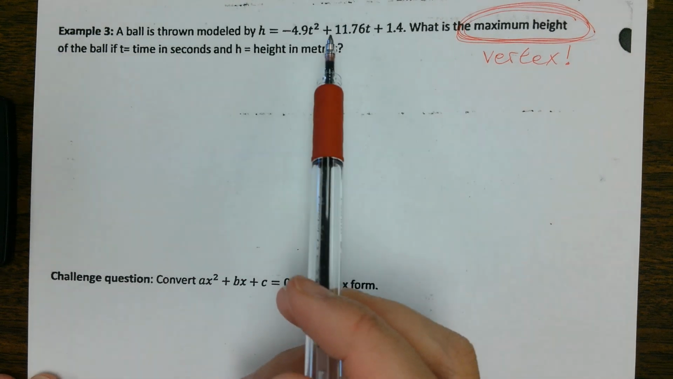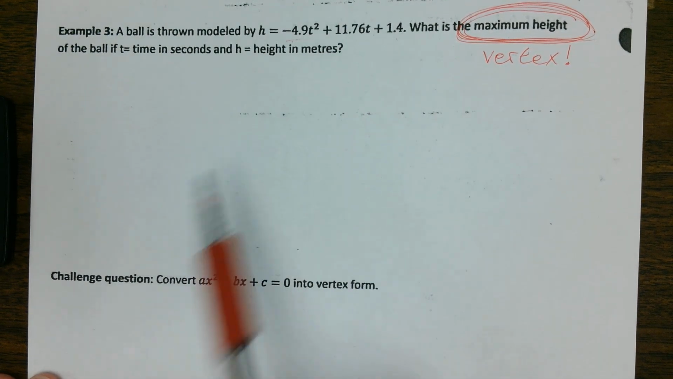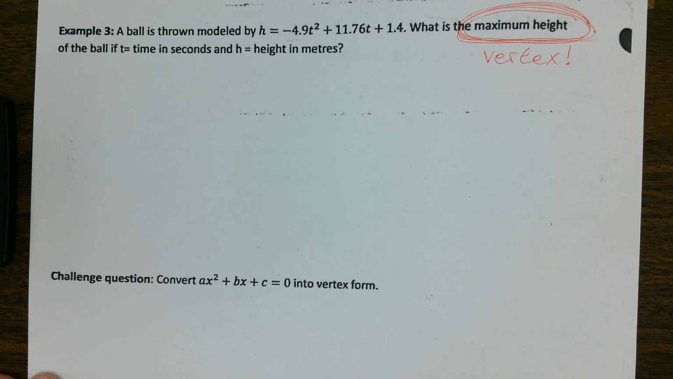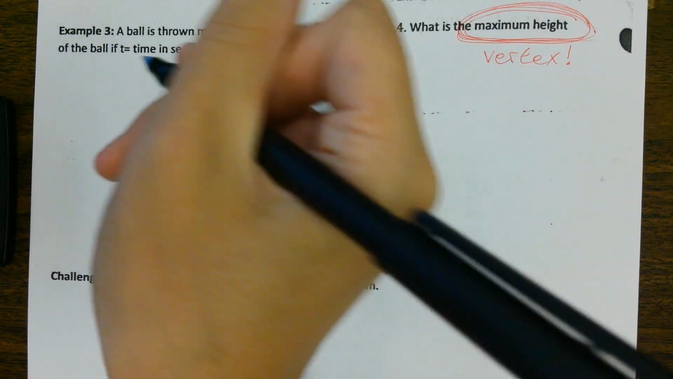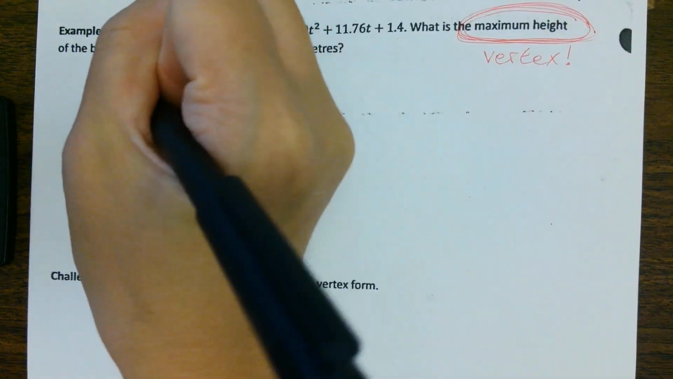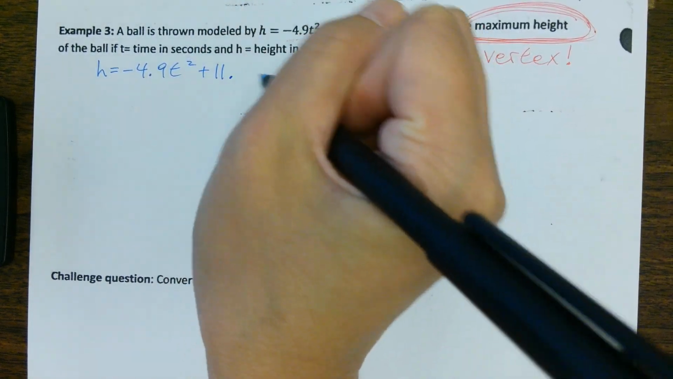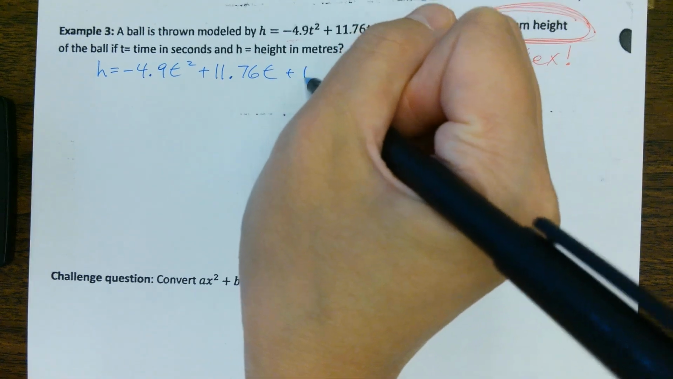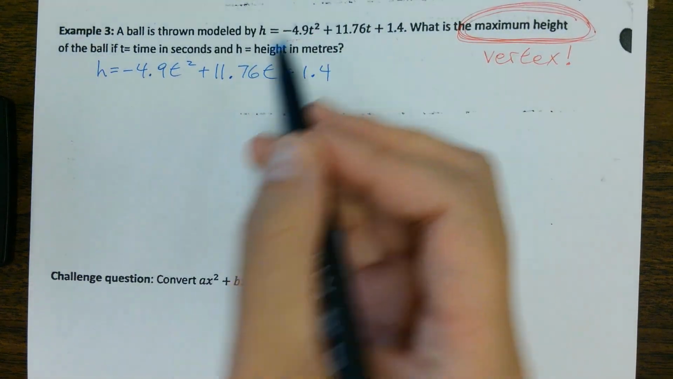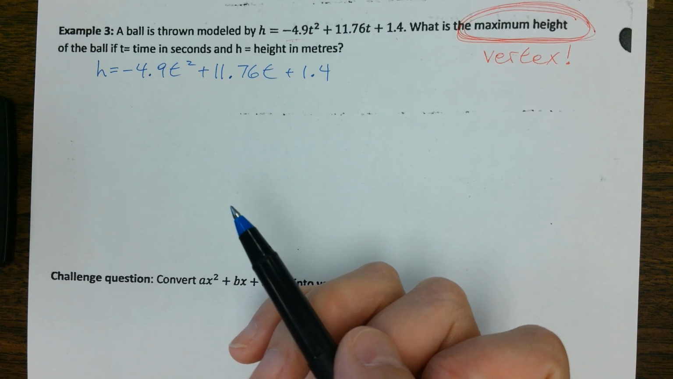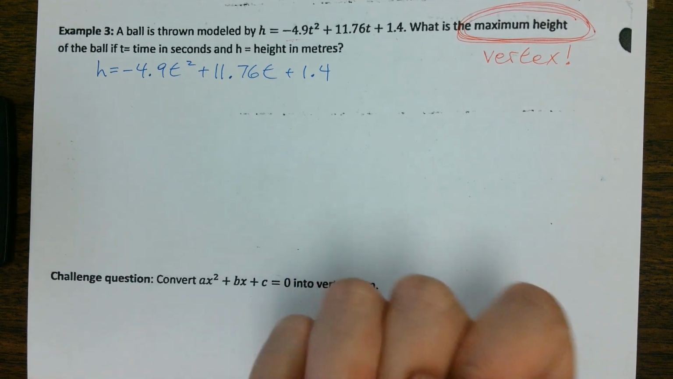Okay. How do I go from standard form to vertex form? What is the method that we just used? Taisha? Completing the square. That's right. Yeah, so there's a name for it, completing the square. So let's do that. h equals negative 4.9t squared plus 11.76t plus 1.4. Okay, so this was the equation that we're given in standard form. Okay, step 1, standard form, done.